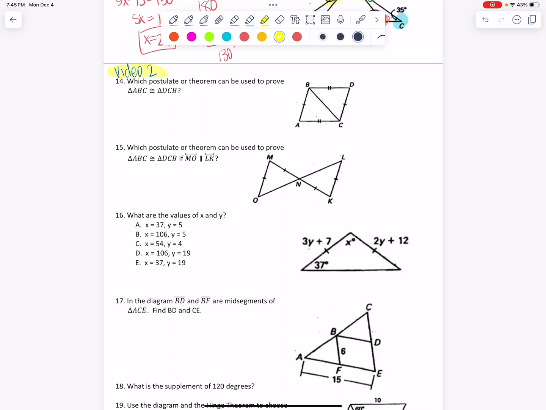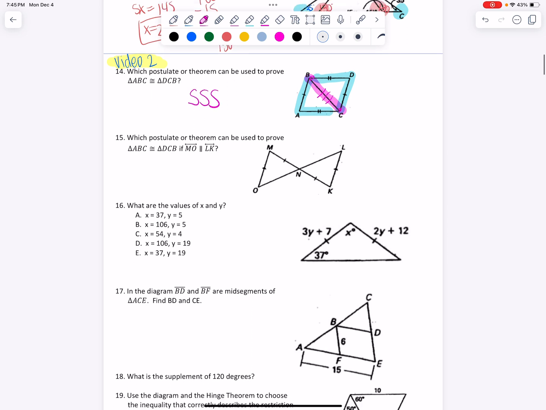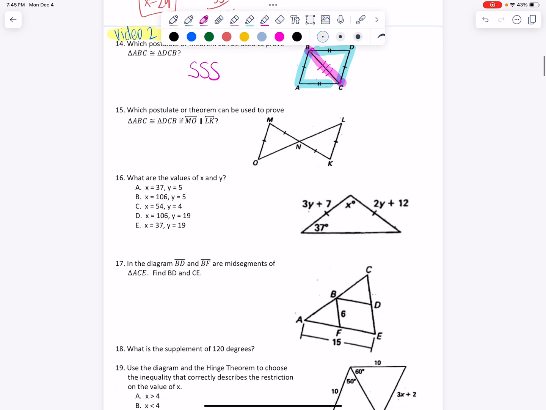Number 14 says, which postulate or theorem can be used to prove triangle ABC congruent to triangle DCB? What I notice right now is I have two sets of sides marked congruent to two sets of sides in the other triangle. And then I have this overlapping piece. Using the reflexive property of congruence, we can say that segment is the same length in each triangle, so that is going to be side, side, side. Side, side, side would prove those triangles congruent.